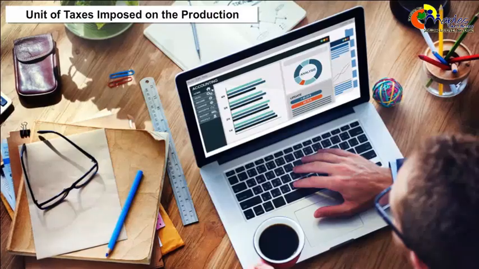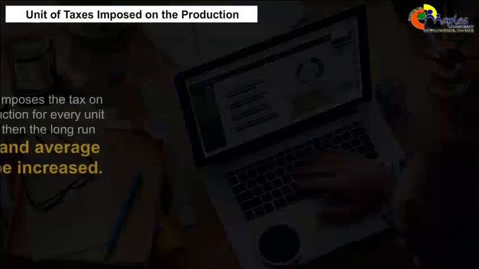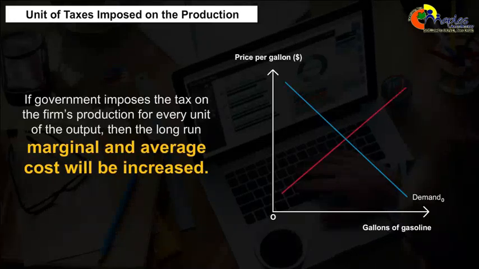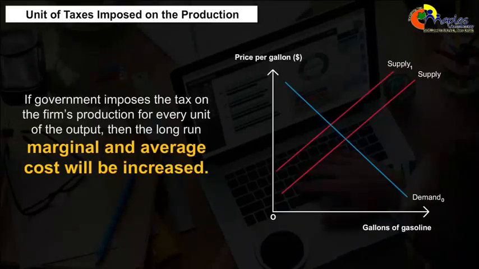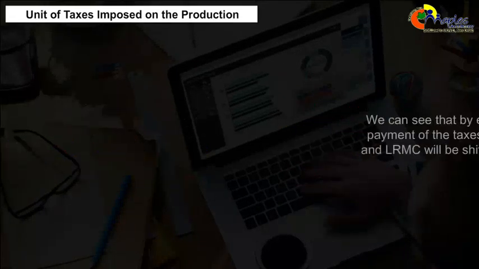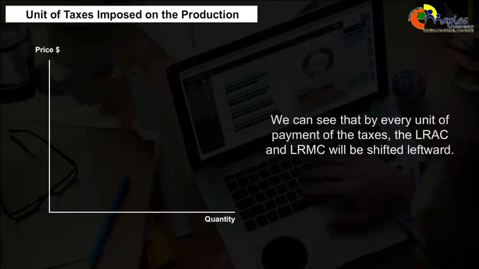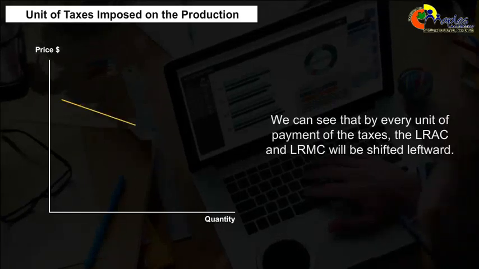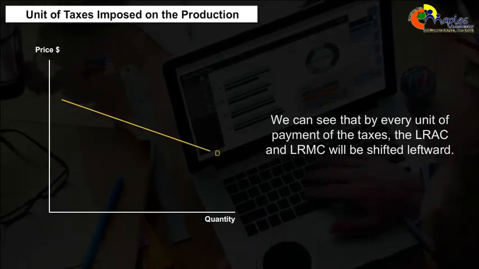Unit taxes imposed on production. If the government imposes a tax on the firm's production for every unit of the output, then the long-run marginal and average cost will be increased. We can see that with every unit of tax payment, the LRAC and LRMC will be shifted leftward.